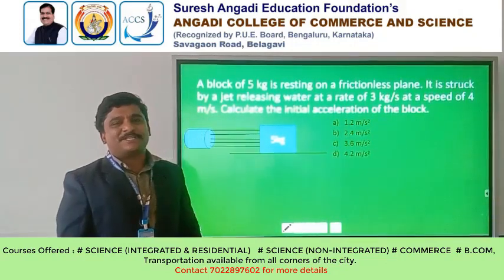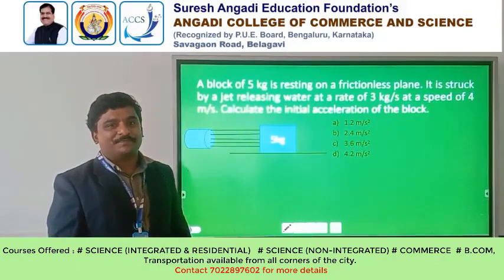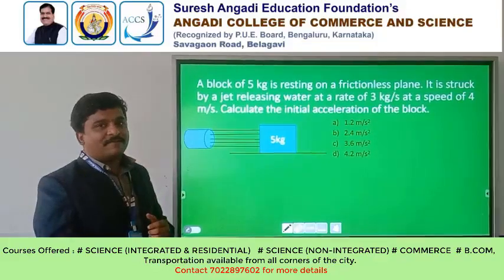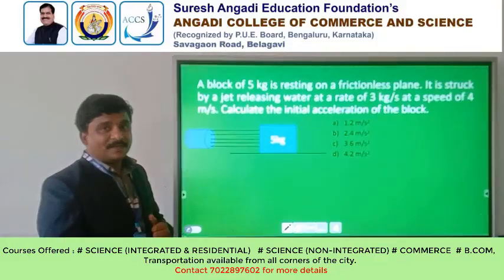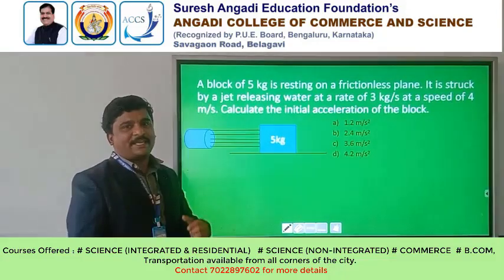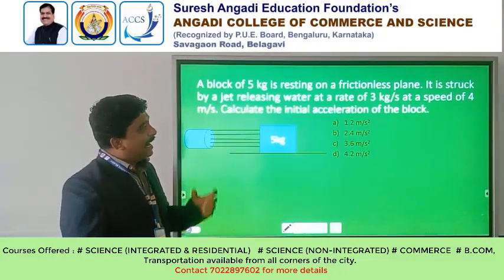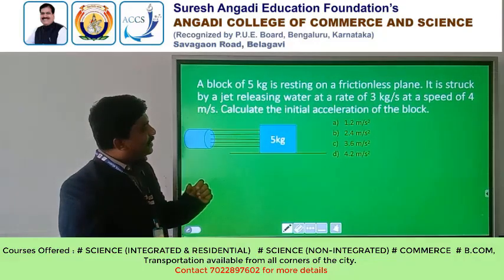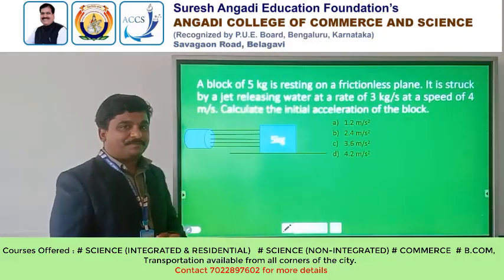I will take some questions based on Newton's laws of motion. Very first question: a block of 5 kg is resting on a frictionless plane. It is struck by a jet releasing water at a rate of 3 kg per second at a speed of 4 meter per second. Calculate the initial acceleration of the block.